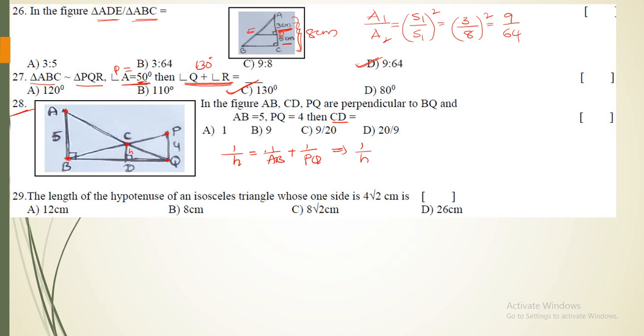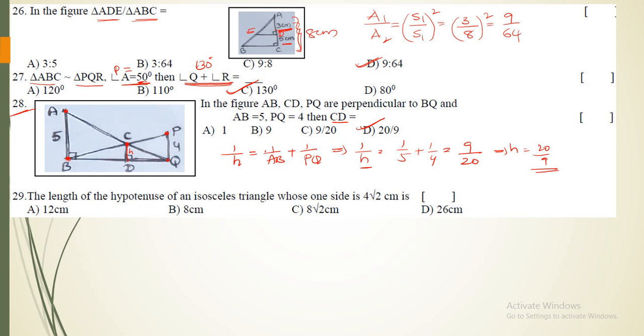So from this, 1 by H is equal to 1 by 5 plus 1 by 4. When I take the LCM, this becomes 9 by 20. So from this, H is equal to 20 by 9. Simply remember this: the reciprocal of the middle one is equal to the sum of the reciprocals of the remaining two heights. So the answer is 20 by 9.